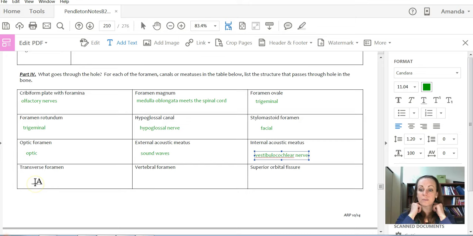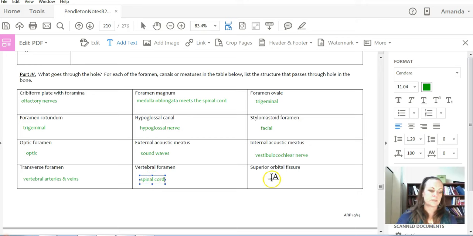The transverse foramen that are only found in the cervical vertebra in your neck, that is going to have vertebral arteries and veins, okay? And the vertebral foramen is going to have the spinal cord going down. The superior orbital fissure, that's going to have all the nerves that help move the eyeball. So the oculomotor nerve, the trochlear nerve, and the abducens nerve are all going to be going through that big slit in the eye socket.